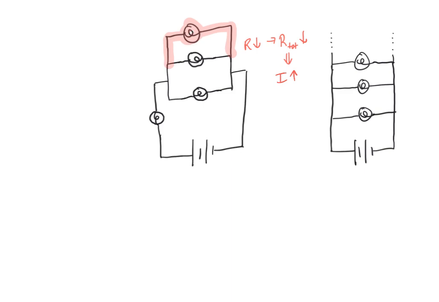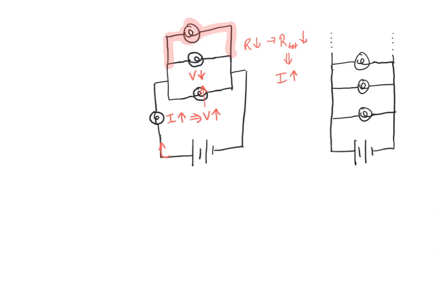If the current through our circuit goes up, remember all of our current is coming out of our battery, which means all of our current is also going through this light bulb. If the current through this light bulb on the left here goes up, that implies that the voltage across this light bulb also goes up. And if the voltage of this light bulb goes up, that implies that the voltage across this parallel section of our circuit goes down, which means the voltage across these light bulbs goes down if I add another light bulb.